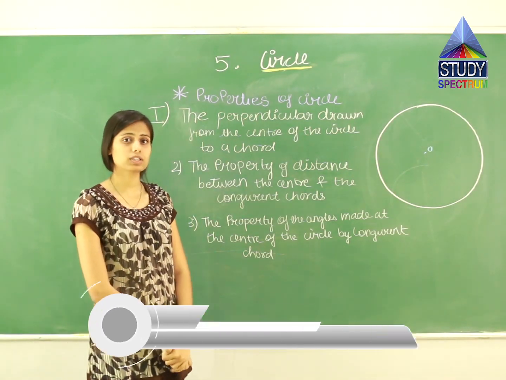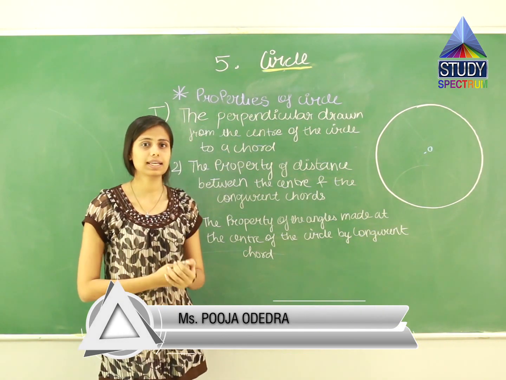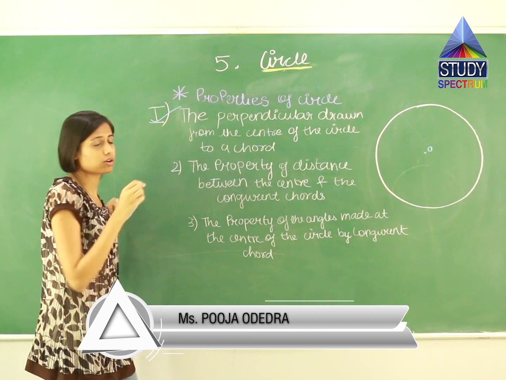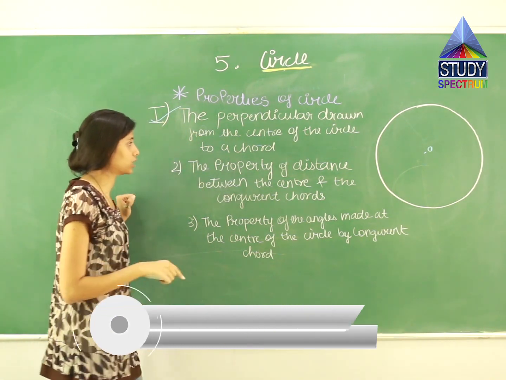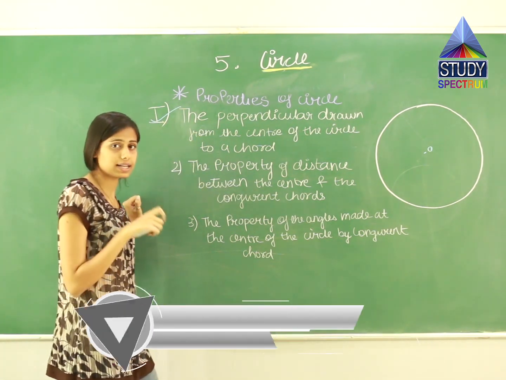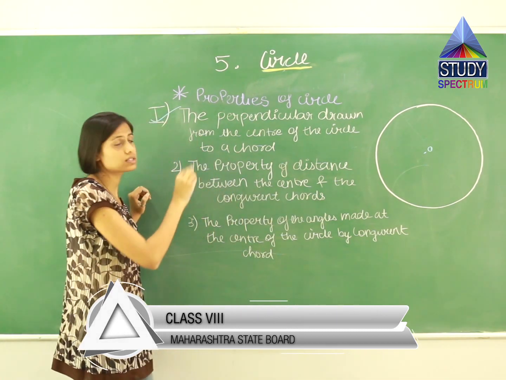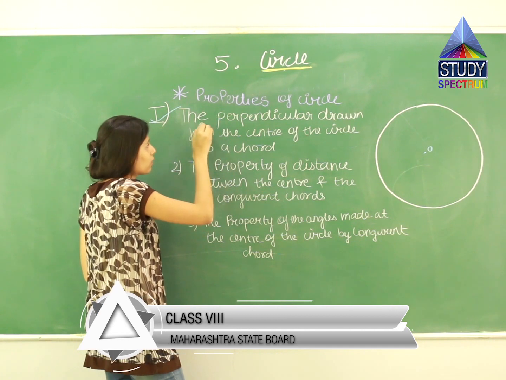Understand what the properties of this circle are before solving the next exercise. The first property is the perpendicular drawn from the center of this circle to a chord. Now let us understand what this property is all about. Read the sentence, the property of the circle.